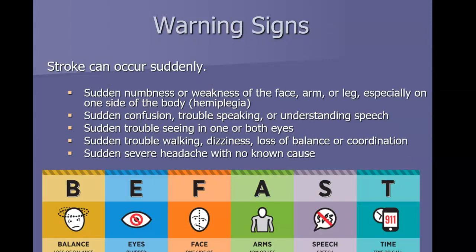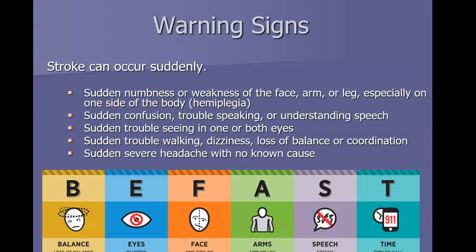Now, as far as warning signs that a person's having a stroke, it can occur suddenly, and you'll see sudden numbness or weakness on one side of the body, the face, the arm, the leg. It's called hemiplegia. So remember when we talked about paralysis, we said hemiplegia. Hemi is half, so half of the body. So paralysis on one side of the body. Paraplegia is, para is 2, so the legs are paralyzed. Quadriplegia, quad is 4, arms and legs, so they're paralyzed from the neck down.